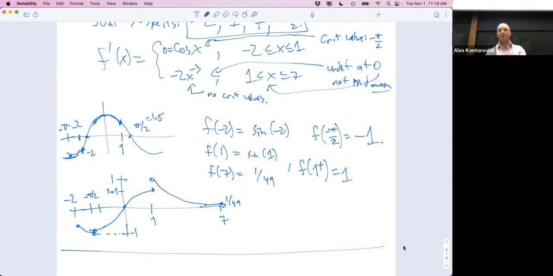This was sort of the hard part, but now I think we can, on our own, figure out the rest. So take a minute. Decide which of these values are local maxes, local mins, absolute maxes, absolute mins. At this point, I've basically given it to you once we have the picture.